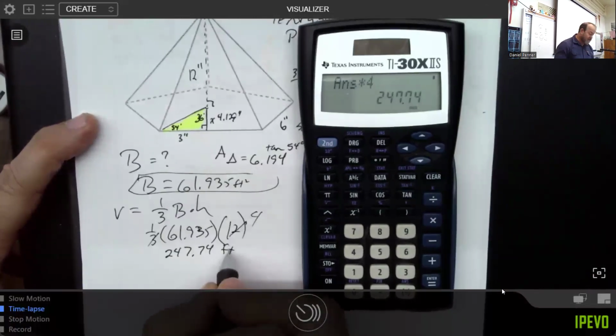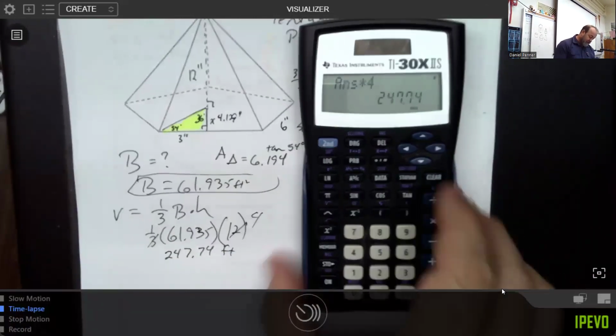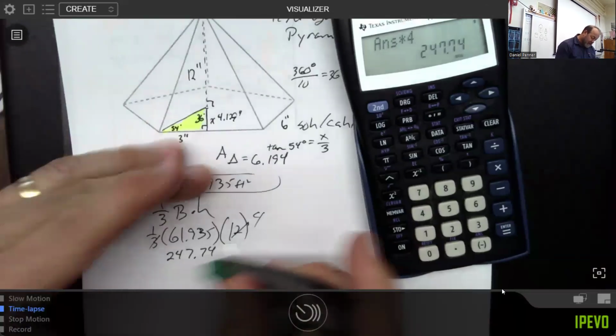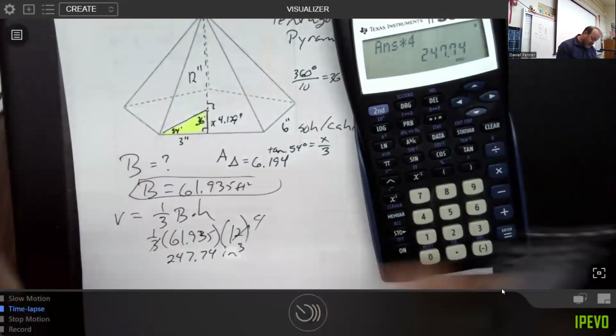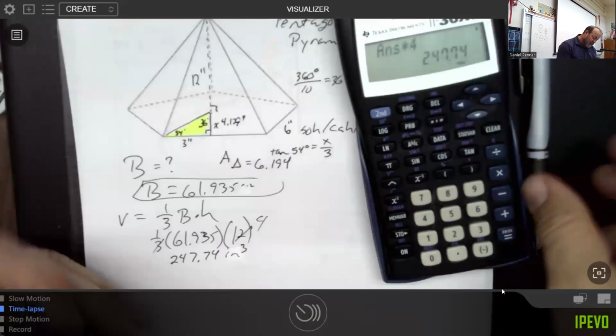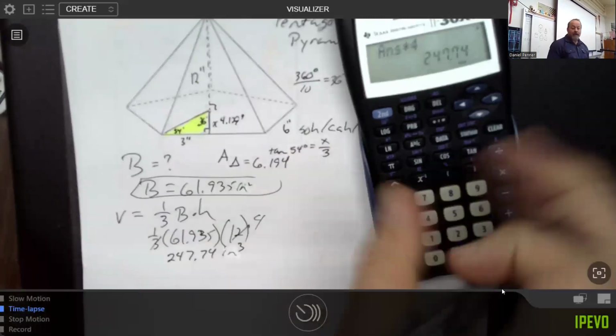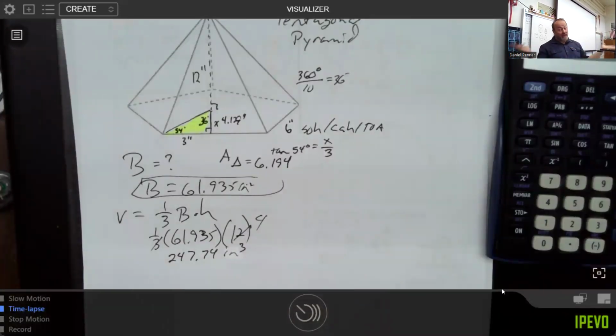Oh, I said feet. I just realized that. This should be inches cubed, right? That's inches cubed. And I guess this one up here should have been inches squared. Now, okay, so ironically, that was the easy part.